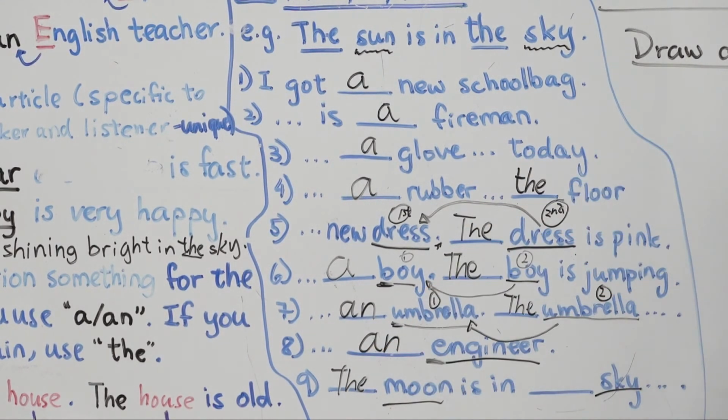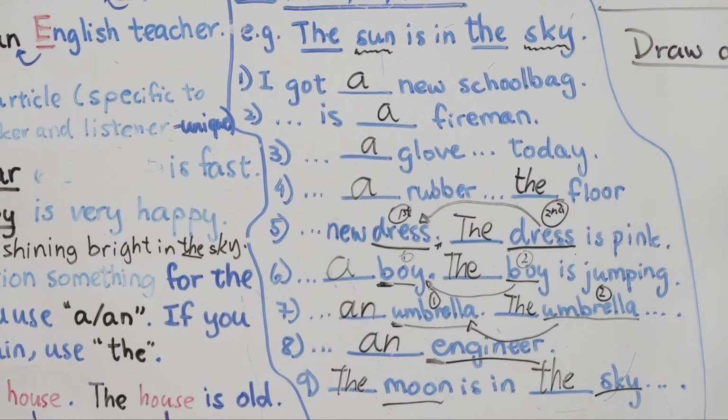A specific one. The moon is in the sky at night. Very good, the sky at night. This is the same as the moon, okay? So the sky is up above us, and we only have one big sky. And so the speaker and the listener know that the sky is the same one that they're talking about and listening about. So the sky. It's a unique and specific thing. Okay?